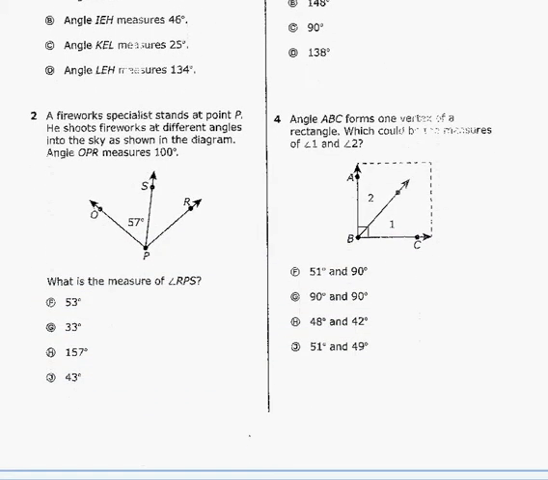Question number 4. Angle ABC forms one vertex of a rectangle. Which could be the measure of angle 1 and angle 2? F, 51 degrees and 90 degrees, G, 90 degrees and 90 degrees, H, 48 degrees and 42 degrees, or J, 51 degrees and 49 degrees?